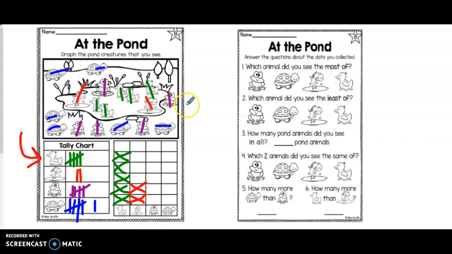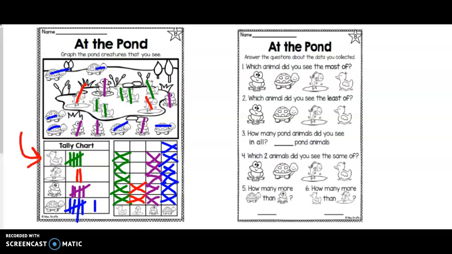And then the next one is frogs, which I used purple. So I'm going to follow along and go 1, 2, 3, 4, and 5. And then last of all, I have turtles, which I used blue to record. And I count 6 there, so I'm going to count 6 spots. 1, 2, 3, 4, 5, 6.